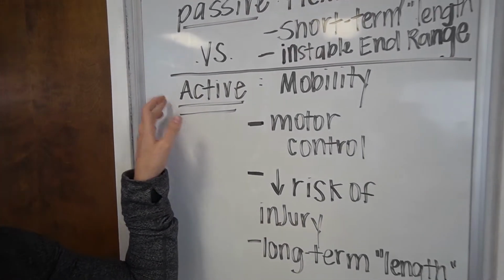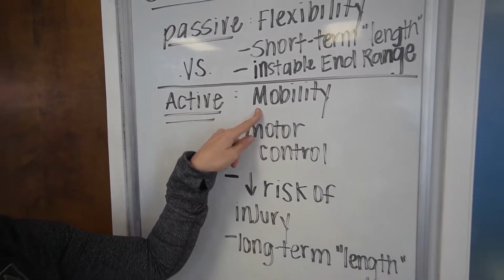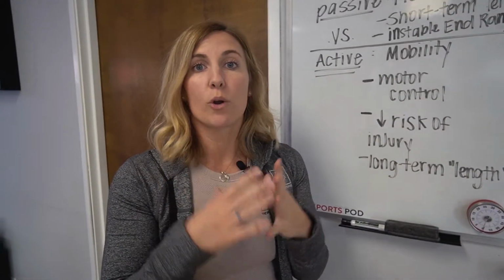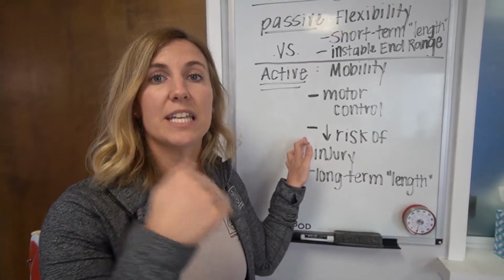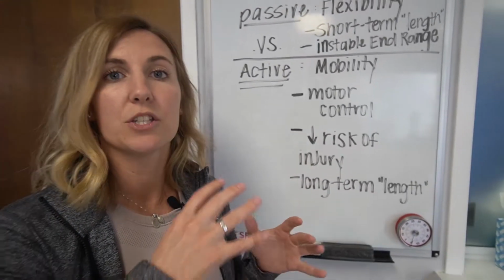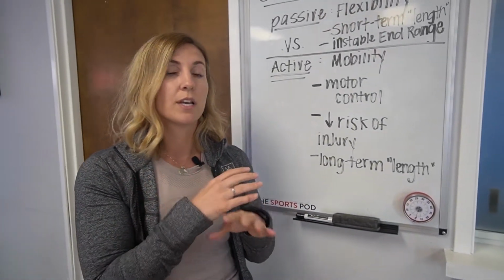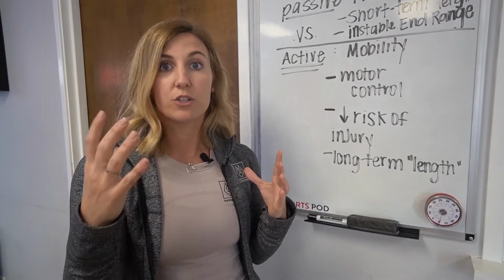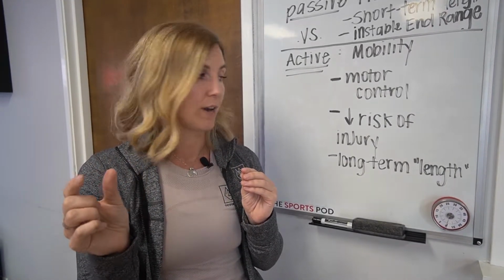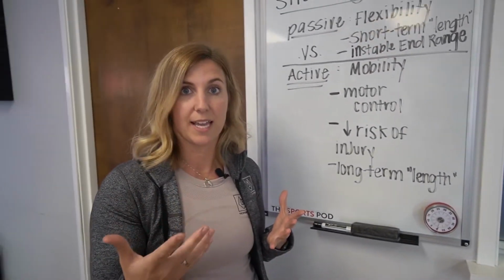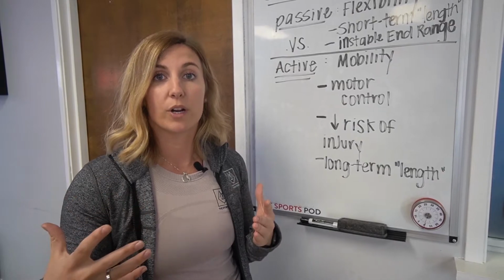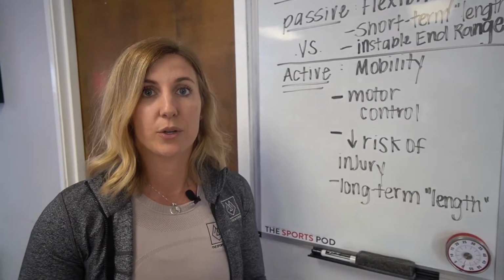Active stretching, we're talking more about that mobility. The mobility has a motor control component. So this means that you're controlling that stretch yourself. You're able to maintain that end range and control it yourself. So you have a decreased risk of injury because, like I said, you're controlling that end range. There's less of a risk of you injuring yourself because you have control in that end range. And then also, this is more of a long-term length because, again, you're controlling it. You have the motor control, the stability in that joint to control that.